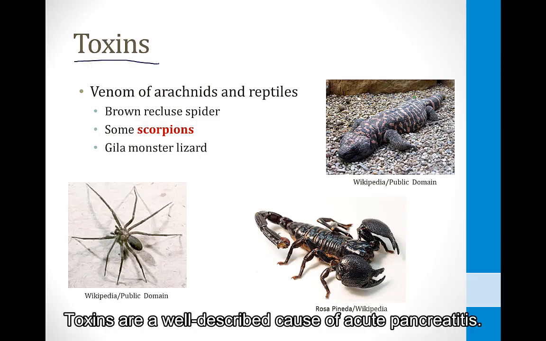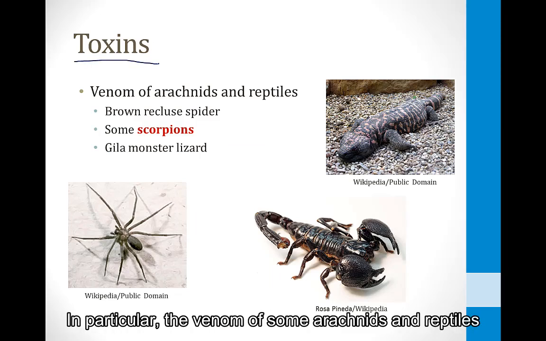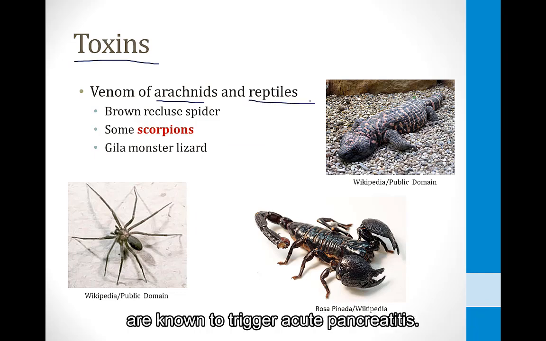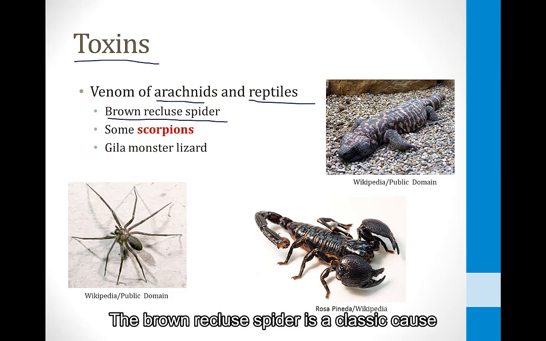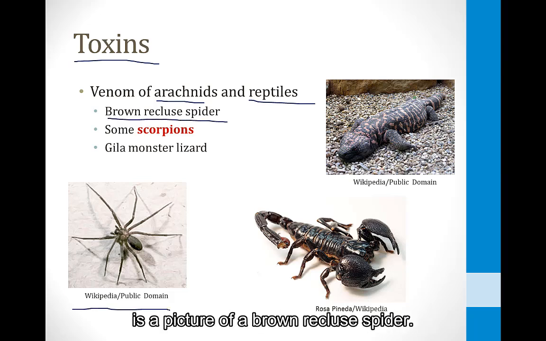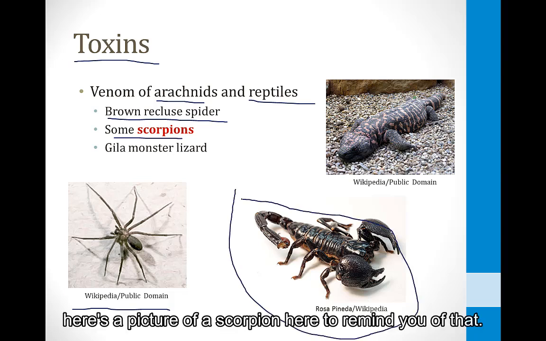Toxins are a well-described cause of acute pancreatitis. In particular, the venom of some arachnids and reptiles is known to trigger acute pancreatitis. The brown recluse spider is a classic cause. At the bottom left side of the screen is a picture of a brown recluse spider. Some scorpions have venom that can trigger acute pancreatitis. There's a picture of a scorpion here to remind you of that.